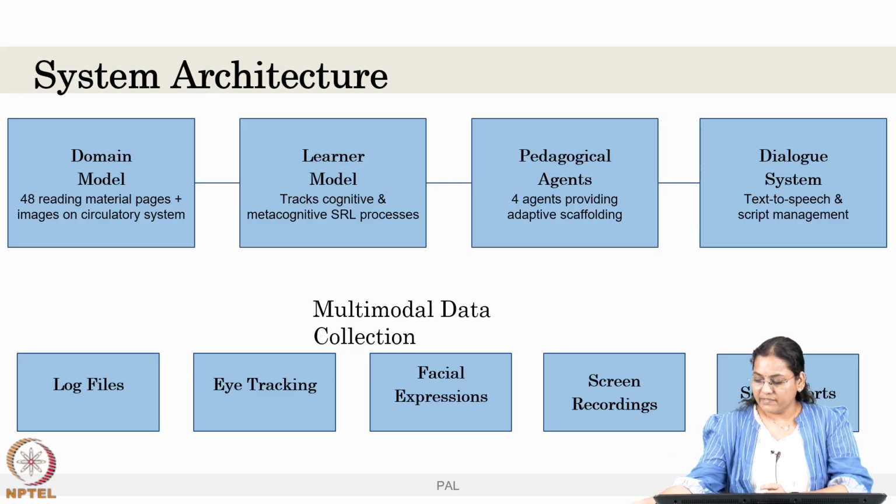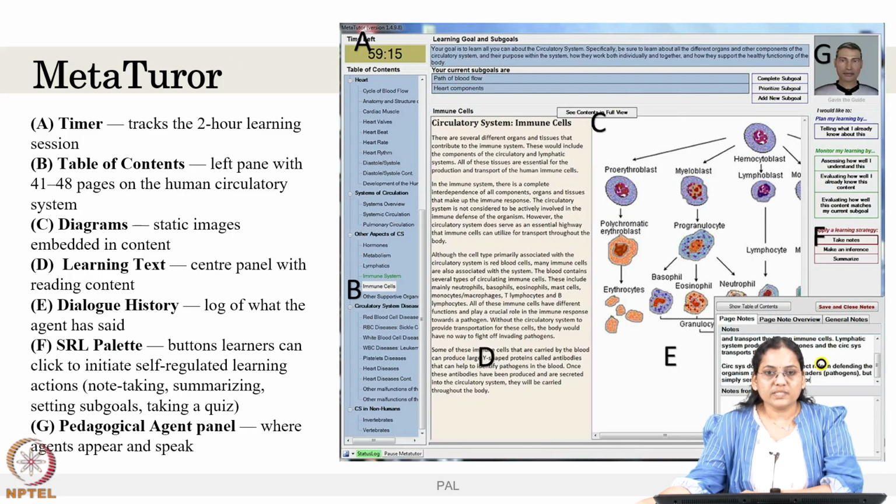Now we'll deep dive into this learning environment. This is the screenshot of the learning environment. We can see this learning environment is divided into different parts, that is part A, B, C, D, E. This is the F part and this is the G part. This is the learning environment created to learn the human circulatory system.